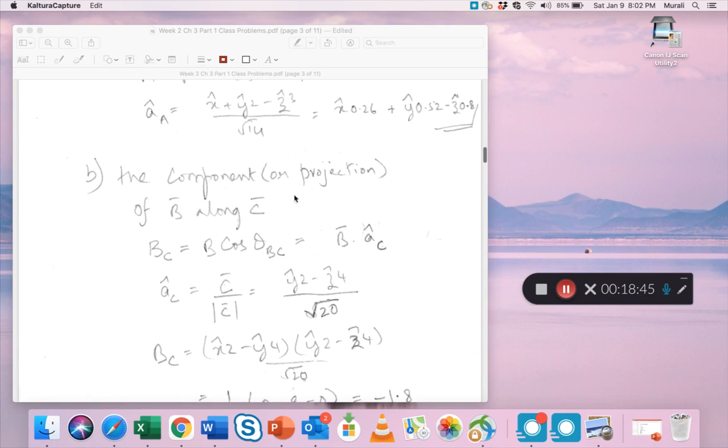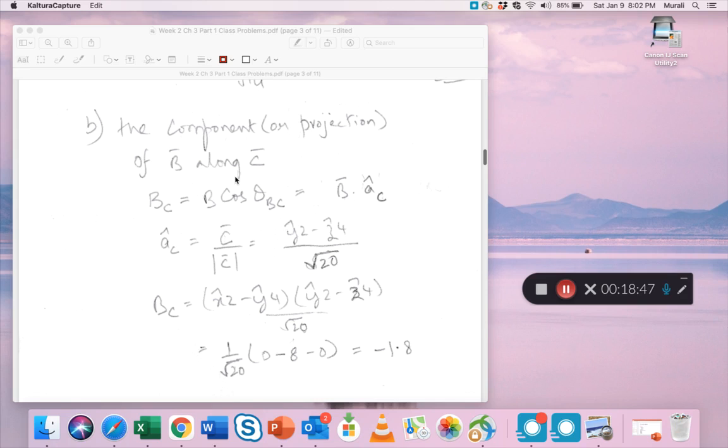The component or projection of B along C. So to do that, we use this formula, B_C equals B cos theta_BC, right? This component is a scalar quantity. If nothing is said, you assume it's a scalar. Sometimes they'll say find the vector component. Then you have to go to the vector form, okay? But this is scalar, so we do this. There's a couple of formulas, but I'm using this method.